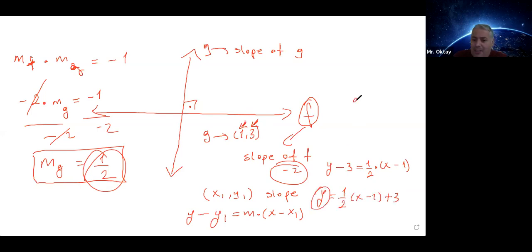Now y means g, the function g. The question is asking what is g at 0? So just put in 0 here. So 1 over 2 times 0 minus 1, plus 3. So the result will be negative 1 over 2 plus 3. So it will be 6 over 2 minus 1 over 2, which is 5 over 2.